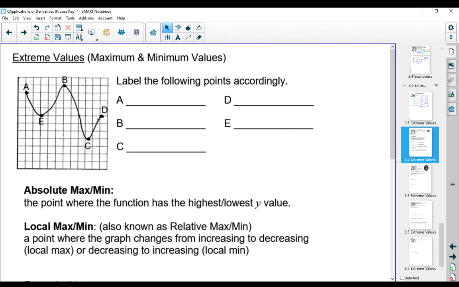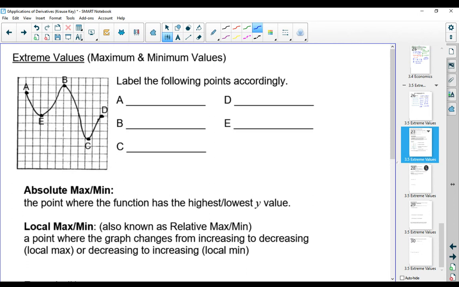The first definition is for absolute maximums and minimums. So these would be the points where the function has the highest or lowest y value. But we can also have local maximums and minimums. And another term for that is relative maximum or minimum. That's a point on the graph where the graph changes from increasing to decreasing or decreasing to increasing, but it's not the absolute maximum or absolute minimum.